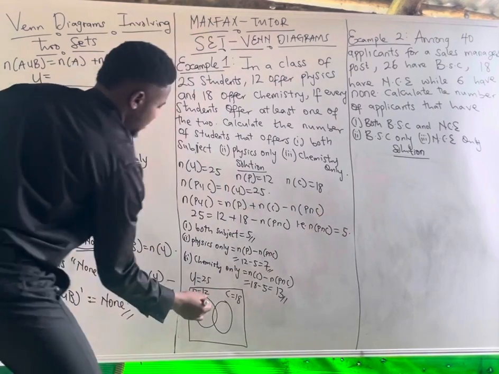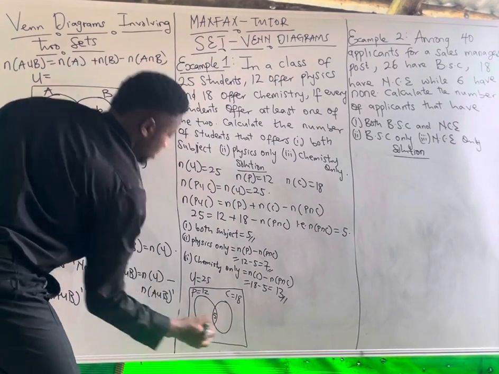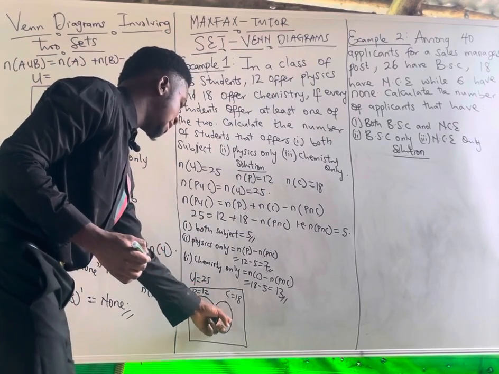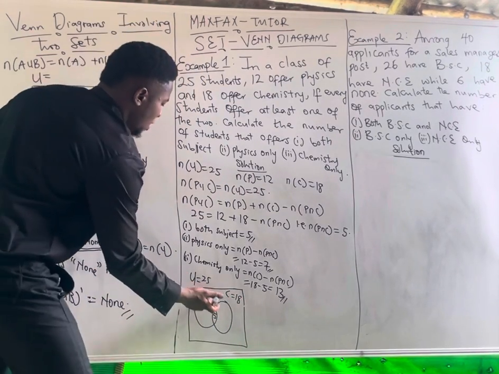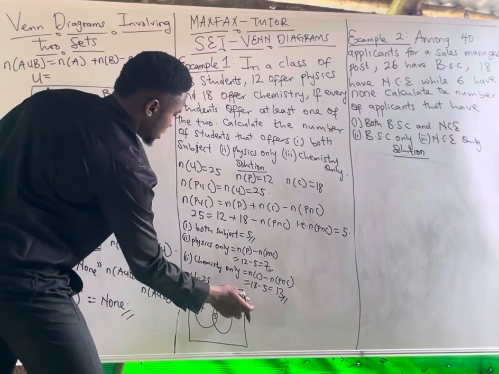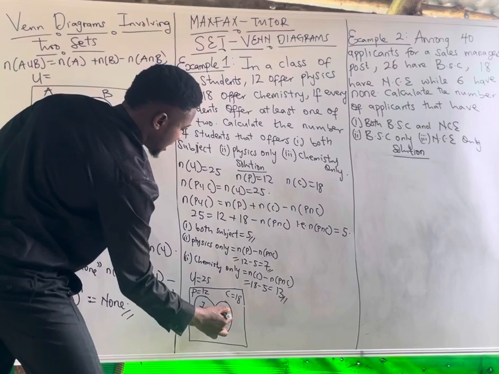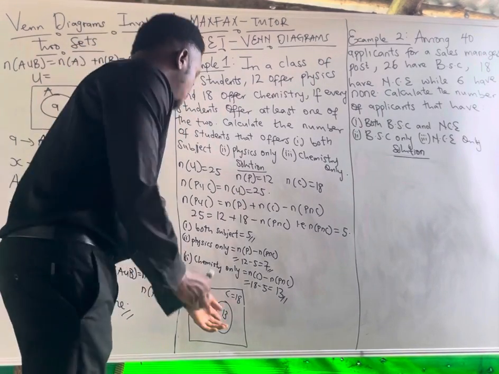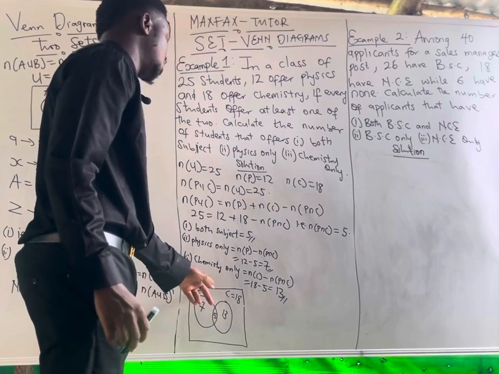So this value of 5, write it here. Therefore, the addition of this and this will give us this. If you just do 12 minus 5, it will give us 7. So the final answer here is 7. 18 minus 5 will give us 13. The final answer here is 13. Then if you do 13 plus 7 plus 5, it will give you 25. So you are correct.